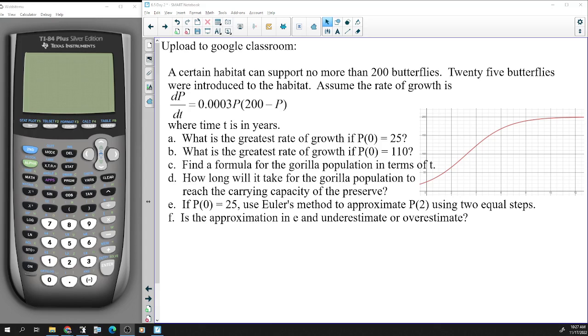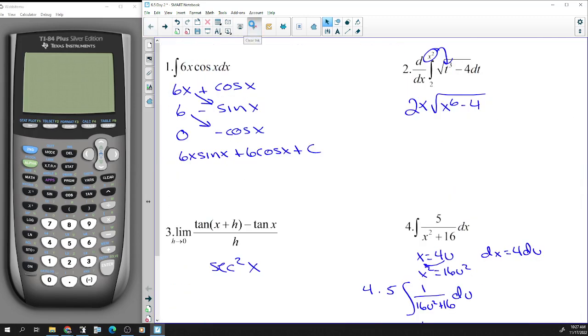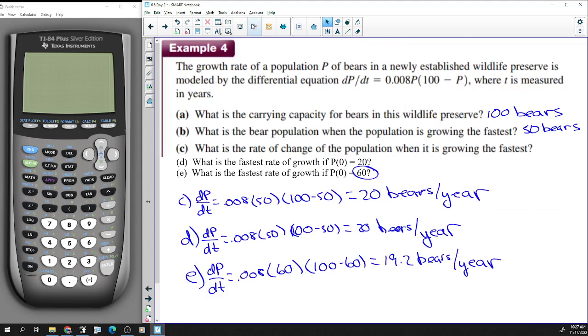All right, let's get going on this. We have a little bit of calculator work, so if you want to grab your calculators and play along, that's fine.